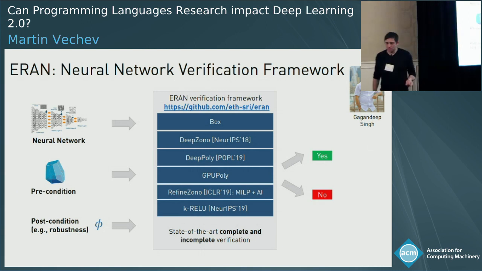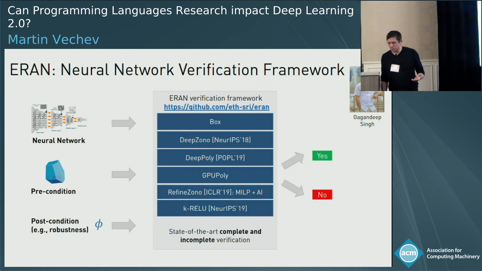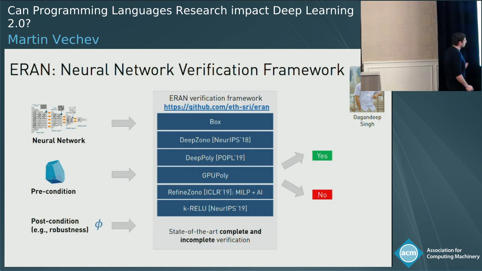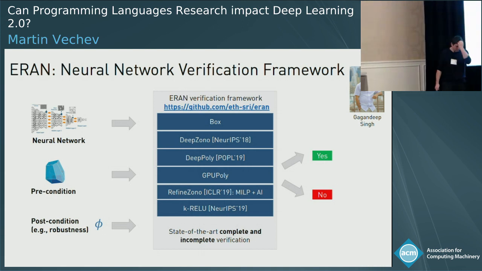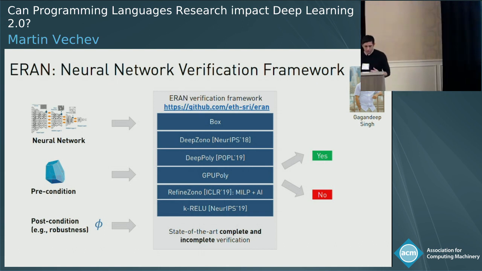One interesting point here, an interesting point that I think is quite unexplored, is the fact that the convex relaxations can actually speed up your complete verifiers. So if you use them together, you can actually get faster complete verifiers.